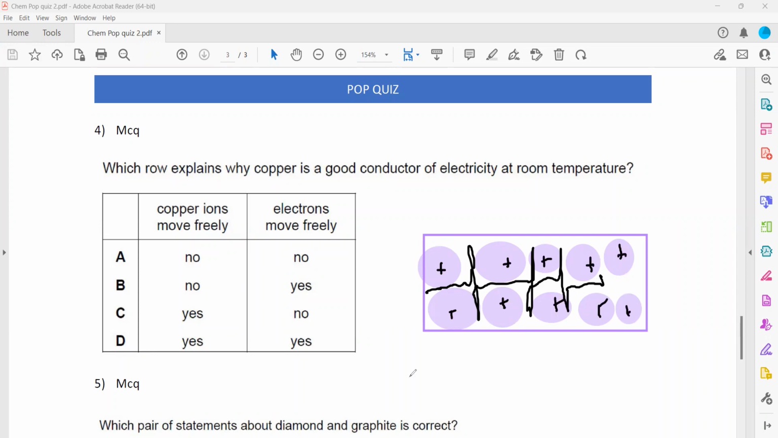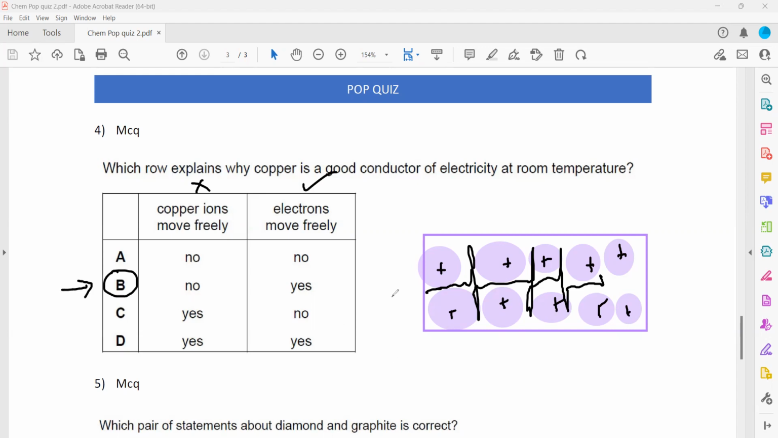Positive ions. Do positive copper ions move freely? No, copper ions cannot move freely. They can only vibrate about the fixed position. Electrons move freely. Yes, electrons can move freely. That's why B is the right answer.